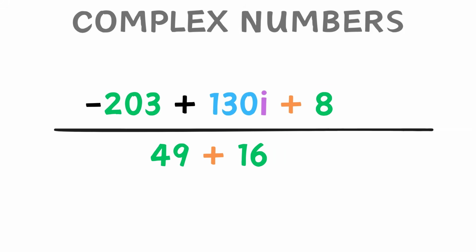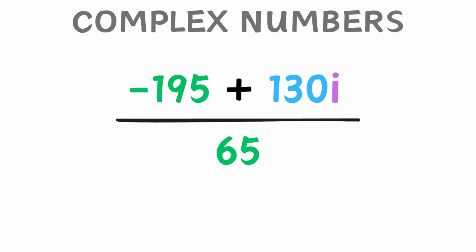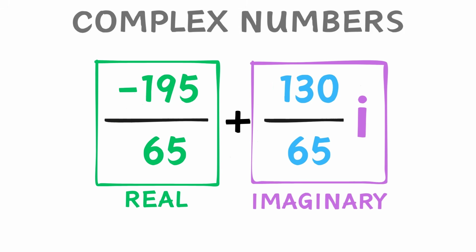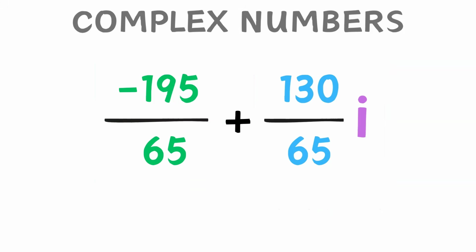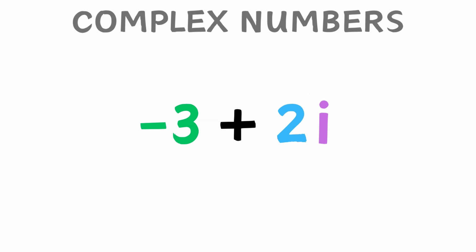So now we can add the real numbers together. -203 plus 8 is -195, and 49 plus 16 is 65. To get this into simplified form, we'll need to separate the real part from the imaginary part of the complex number. Now we can simplify a bit more. -195 over 65 is -3, and 130 over 65 is 2. So we're left with -3 plus 2i.